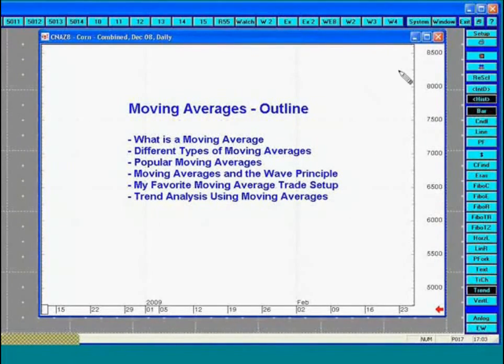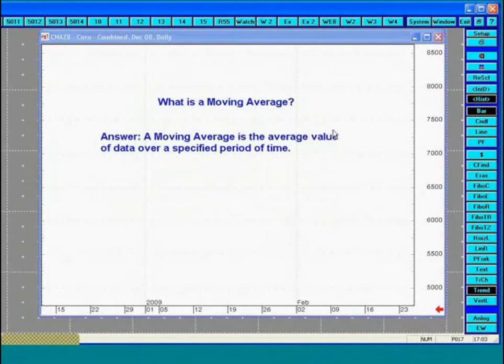So let's go ahead and begin and answer the basic question: what is a moving average? Very simply, a moving average is the average value of data over a specified period of time. Now, what makes a moving average exciting is that you can have that data point being the close, it can be the open, the high, it can be the midpoint of the range, it can be a volume, and more. Also, it's very versatile in that it can be a 3-period moving average or a 5-period moving average. It can be at any time frame that you so desire.